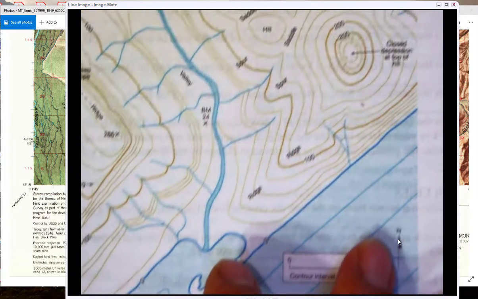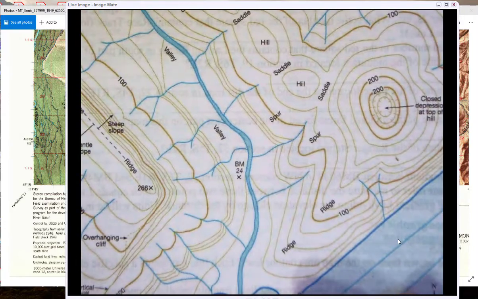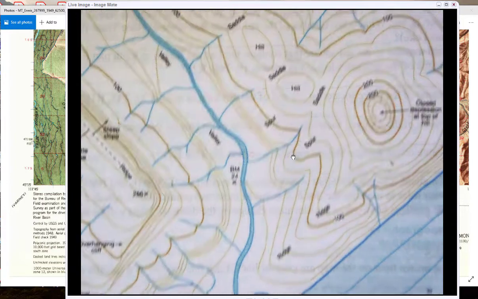Other things to look at on these topo maps are the benchmarks. So wherever you see this BM, that stands for benchmark. The elevation of that point has been surveyed. In this case, it's 24 feet. Sometimes it doesn't say benchmark, but here they've got an elevation of 266 feet at that X there. And see if there's another benchmark anywhere in here.